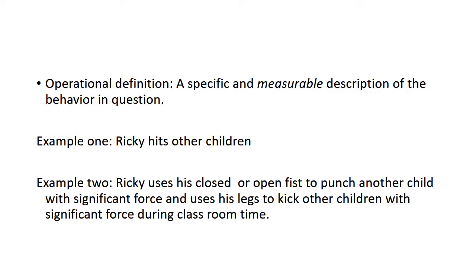An operational definition is a specific and measurable description of the behavior in question. There are two examples here. Ricky hits other children. That's example 1. That would not be such a good operational definition, because what actually constitutes a hit? What if he just comes up and taps the person? Remember, the question we should ask ourselves is, if someone else used this definition, could they actually see what we're seeing? So while "Ricky hits other children" is a definition of what's going on, it doesn't actually provide the objectivity that we're needing.